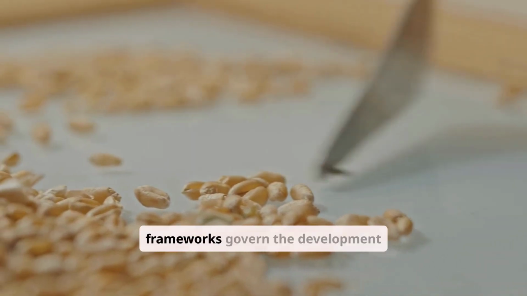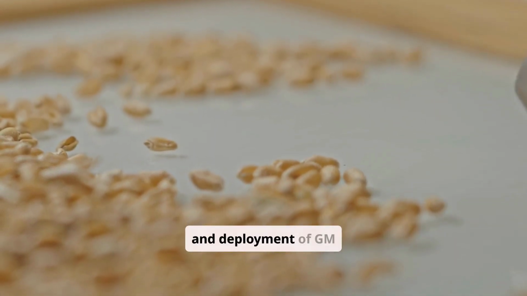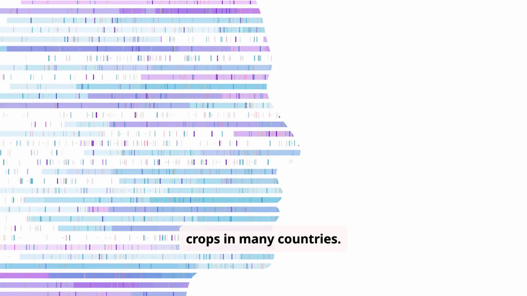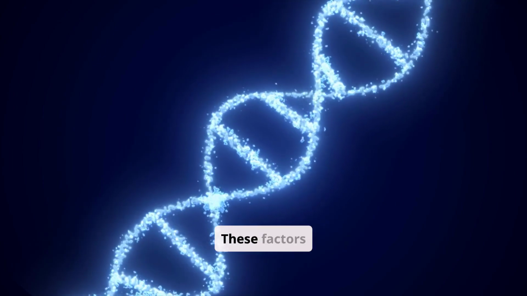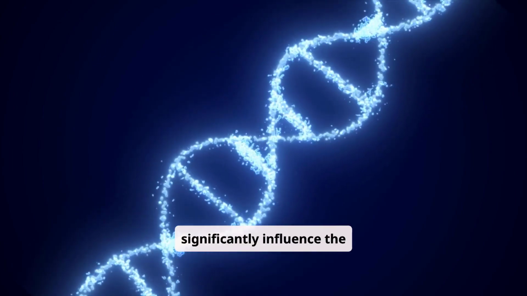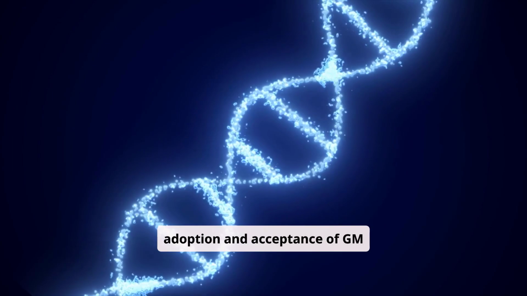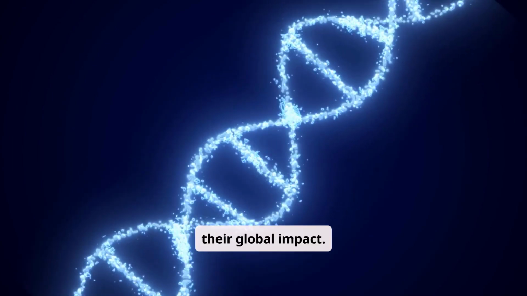Complex regulatory frameworks govern the development and deployment of GM crops in many countries. These regulations are designed to ensure safety but can also create lengthy and costly approval processes. These factors significantly influence the adoption and acceptance of GM crops, shaping their global impact.